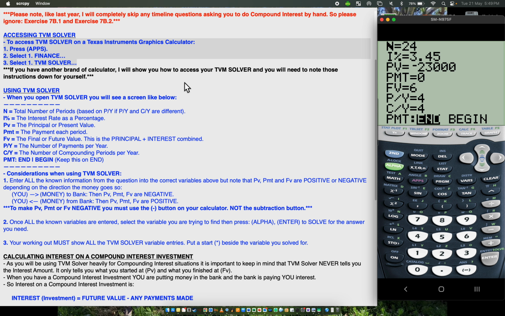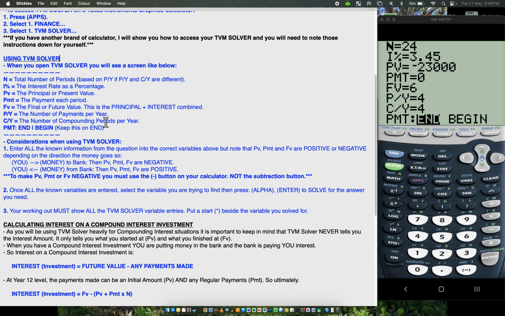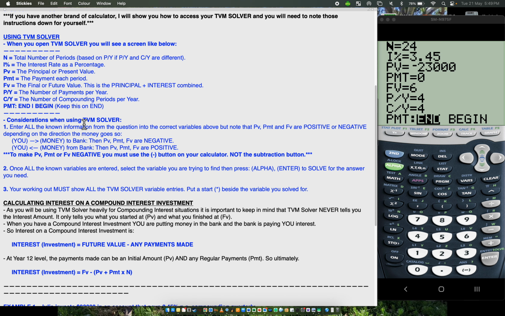If you've got another branded calculator, I'll show you how to access it. For you individually, you'll need to note those instructions down yourself. I'm going to go with Texas Instruments because that's the default for our school. Now, the other thing that you need to note down, you'll probably get good enough at the questions not to need these notes, but I teach from scratch. So start off with the hard way. Start off with knowing all the information, and then you practice, and then you decide what needs to go on your cheat sheet. So how do you use TVM solver?